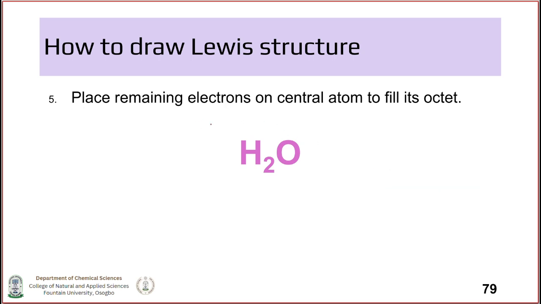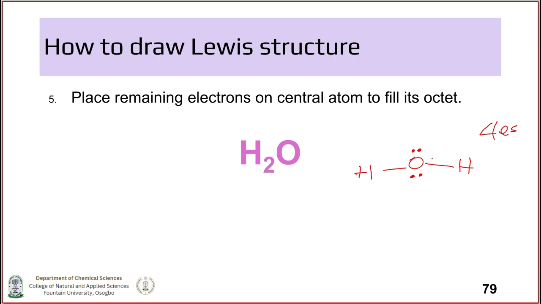So place the remaining electrons on the central atom to fill its octet. Let's draw the structure again. Since we are not placing any electrons on hydrogen, we still have 4 electrons left. We place them on the central atom to fill the octet. Of course, the octet of oxygen is not fully filled yet. Oxygen is supposed to have 8 electrons around it, but it has only 4: 1, 2 electrons for this bond, 1, 2 electrons for this bond. So the remaining 4 electrons, we place them: 1, 2, 3, 4.